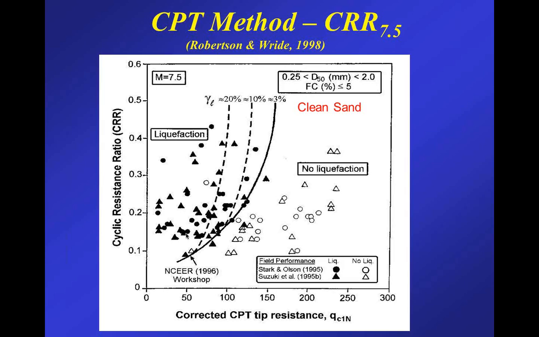And if it did occur, deformations were likely to be very large. Whereas once the normalized cone resistance exceeds 100, if you've got a cyclic stress ratio from the earthquake that exceeds the triggering line, so you're up here, liquefaction could be induced, but the deformations are going to be smaller.